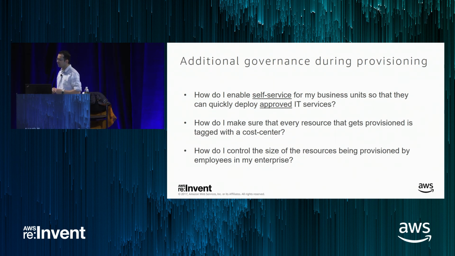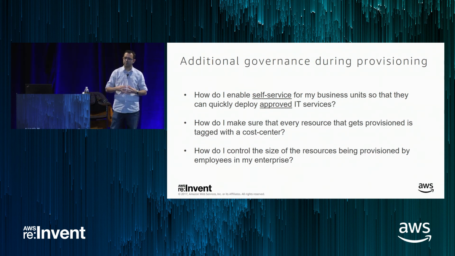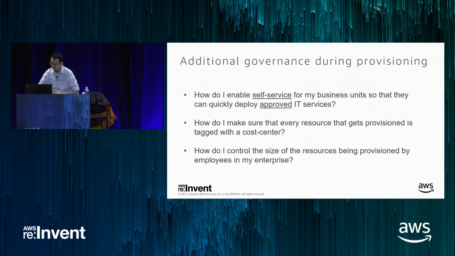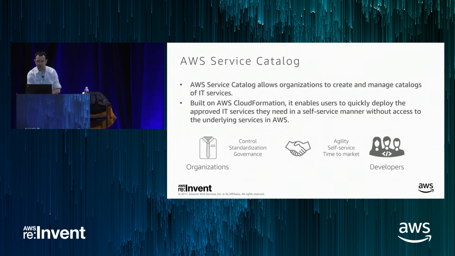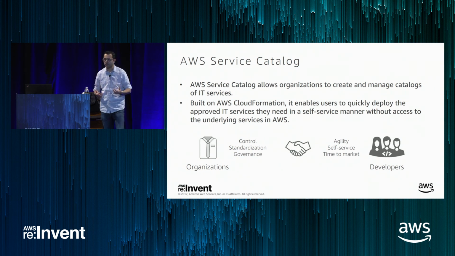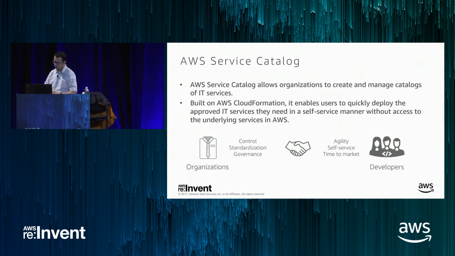So in such situations, I need a service that allows me to create a catalog of products which can then be accessed by anyone in the organization, which uses a CloudFormation template under the covers with appropriate constraints that I have defined as an administrator. AWS Service Catalog is one such service that allows organizations to create and manage catalogs of IT services that are approved for use on AWS. These IT services can include anything from spinning up virtual machines to databases to multi-tier application architectures. Let me show you how this works.